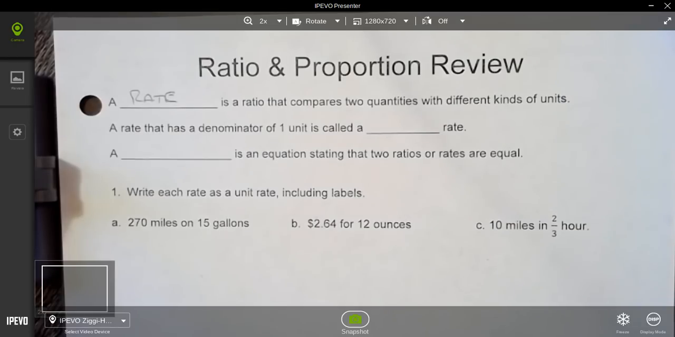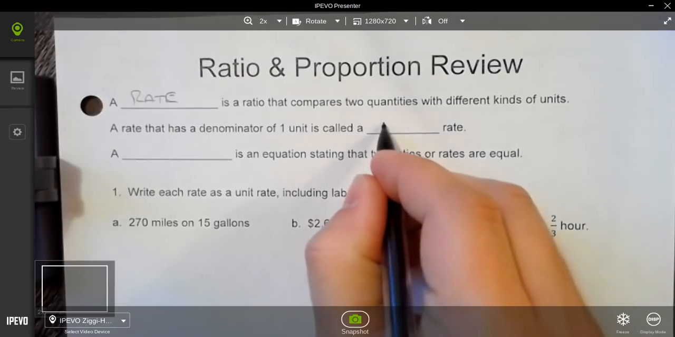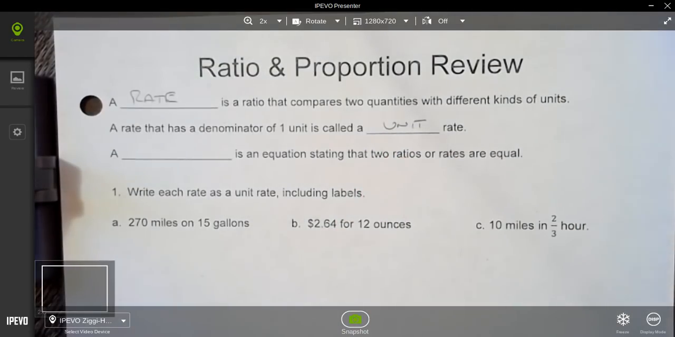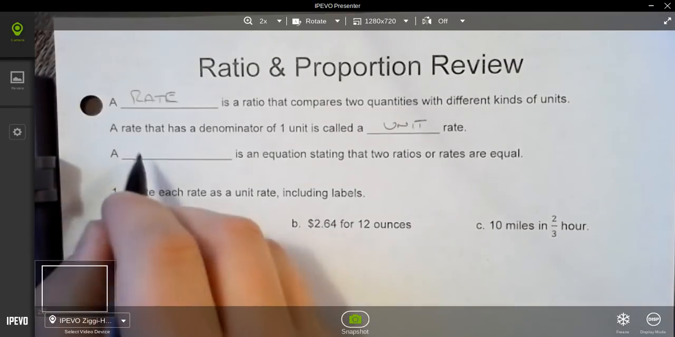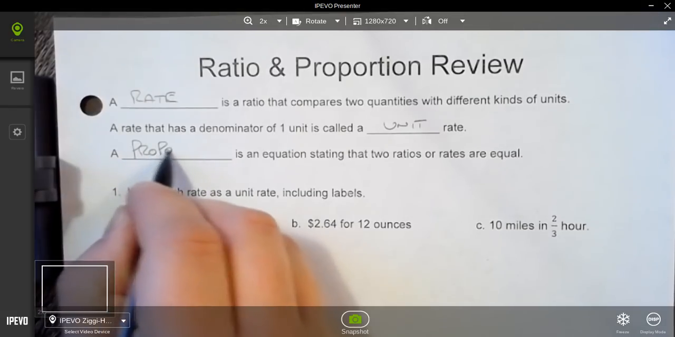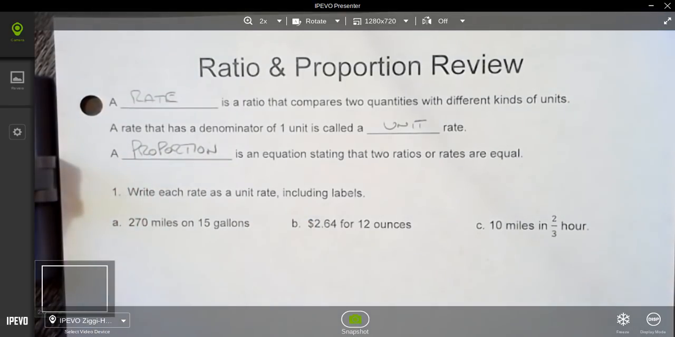A rate that has a denominator of 1 unit is called a unit rate. So anytime that you set up a fraction and the denominator is a 1, we're going to call that a unit rate. A proportion is an equation stating that two ratios or rates are equal to each other.